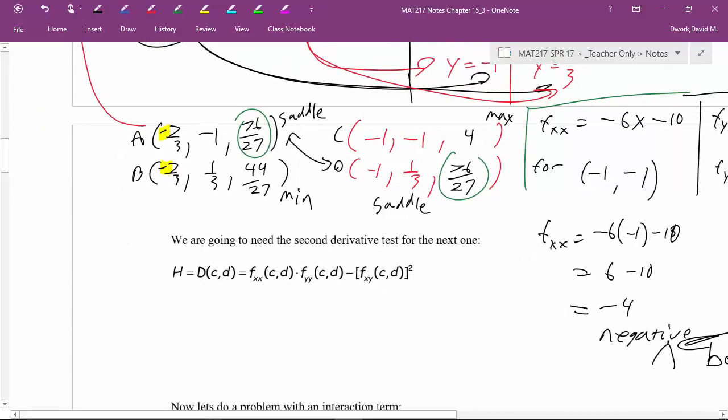So we have 4 critical values. We have identified all of them. We know that they are mins, maxes, and saddles. You have your x, your y, and your z values. We are done. All right.